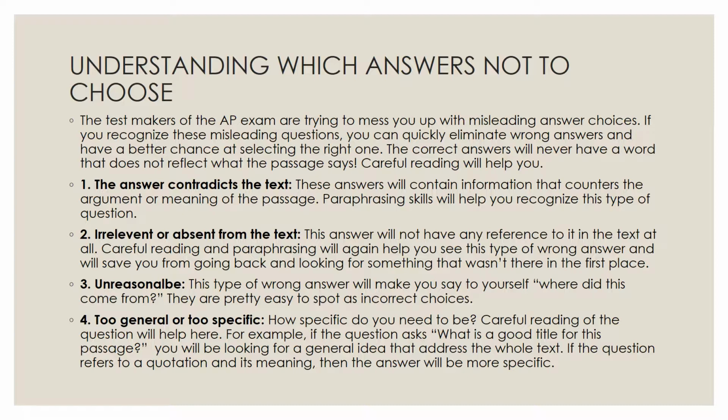Unreasonable. This type of wrong answer will make you say to yourself, where did this come from? These are pretty easy to spot as incorrect choices and can help narrow down the obvious answers. Okay. Too general or too specific? How specific do you need to be? Careful reading of the question will help here. For example, if the question asks, what is a good title for this passage? You will be looking for a general idea that addresses the whole text. If the question refers to a quotation and its meaning, then the answer will be more specific. So be careful about those, and we will definitely practice these types of questions. You'll be able to spot them easily by the time you get to the exam.